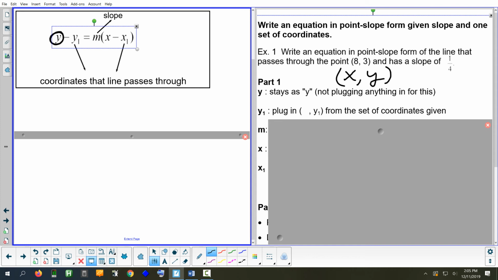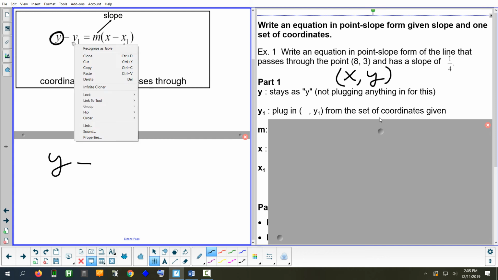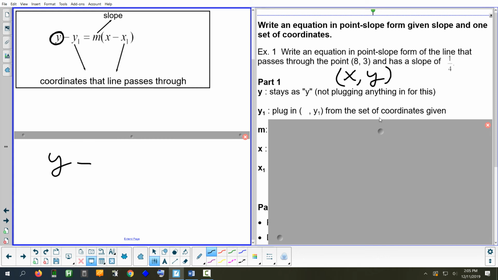So, y stays as y. What about the minus? Does that minus change? No, keep the minus. Now the y1, it says plug in the number after the comma from the coordinate given. What's the number after the comma? What's the y value? 3. You're going to fill that in for y1. What's going to come after the y1? Look at your formula. Equals.